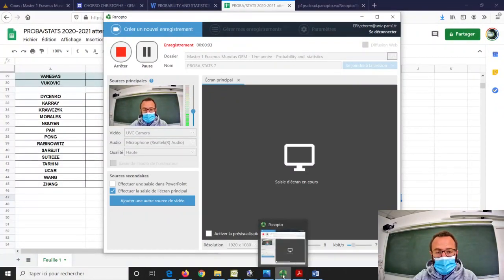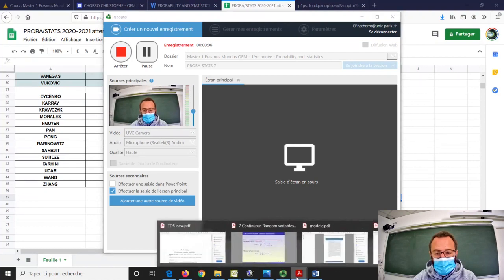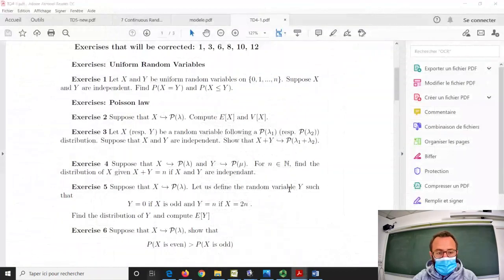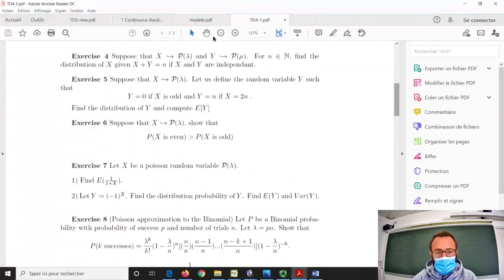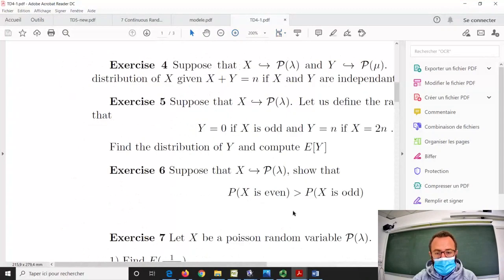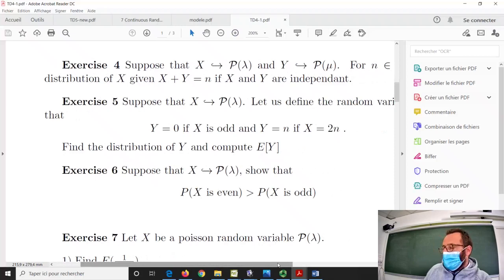Okay, so exercise 6 of list 4. It's a very short statement. It's an exercise on the Poisson distribution, okay? I suppose that X follows the Poisson distribution of parameter lambda, and I want to prove that the probability that X is even is strictly greater than the probability that X is odd.